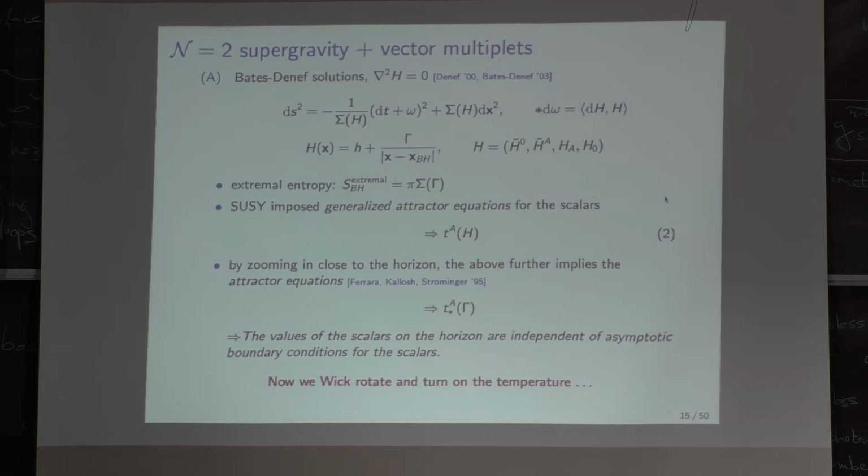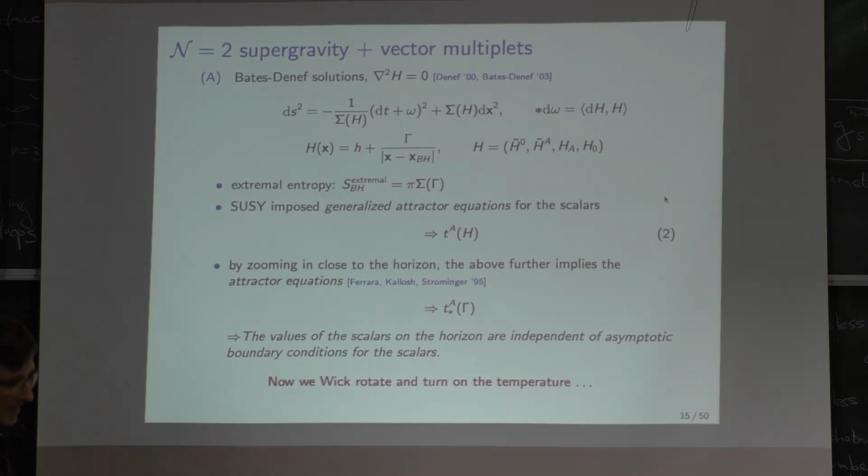This was, back in the day, very important for the interpretation of the area of the extremal horizon as the black hole entropy. If this were not satisfied, the area of the horizon could depend continuously on the asymptotic values of the scalar fields, and this would be problematic from the perspective of interpreting it as a black hole entropy. So the original attractor mechanism is what saves us from this.